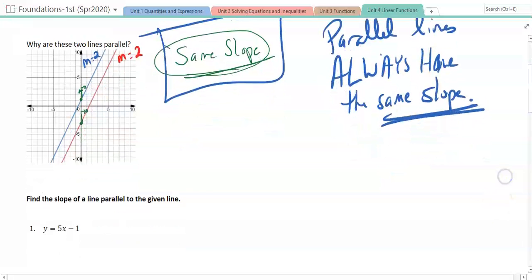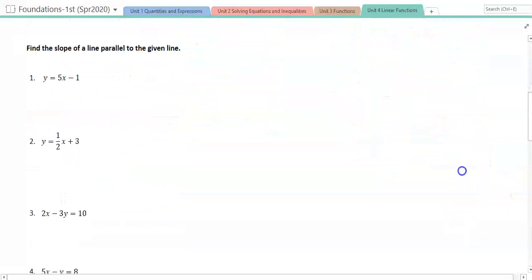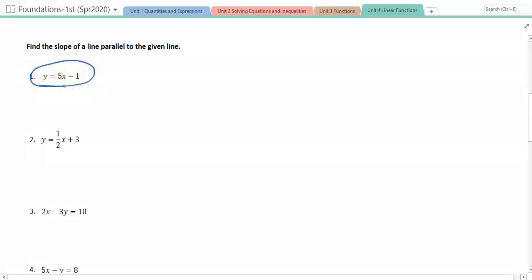And so let's look at just a couple of examples of some lines, and we want to know what is the slope of a line that would be parallel to the line that we're given. So here's my original line, y equals 5x minus 1. Well, what would the slope be of a line that is parallel to it? We need to first look at the original slope. This is in slope-intercept form, so remember the slope is in front of the x term, and so the slope of my original line is 5.